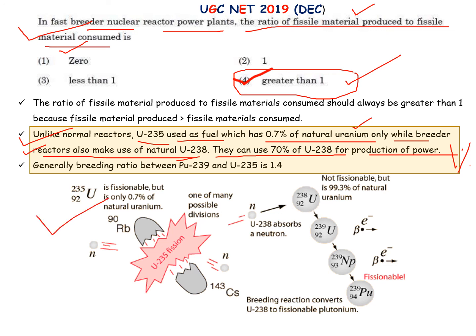Here are some reactions you can see. It is given that uranium-235 is fissile and is only about 0.7% of the natural uranium. In U-235 fission, it gives rise to rubidium and cesium, while if one neutron is absorbed and it converts to uranium-238, it gives rise to different kinds of products, and the final product is plutonium. Generally the breeder ratio between plutonium-239 and U-235 is 1.4, the ratio of fissile material produced to fissile material consumed. So this tells us that it should be greater than 1.